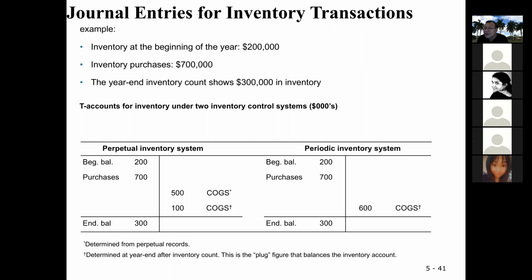Yes, go ahead, Carla. I just had a quick question. Someone asked what type of industry would use a perpetual system. I was wondering if maybe an art gallery or something that doesn't sell a lot of items, so then it's easy to track, or how do you decide? I guess that's what I'm not sure.